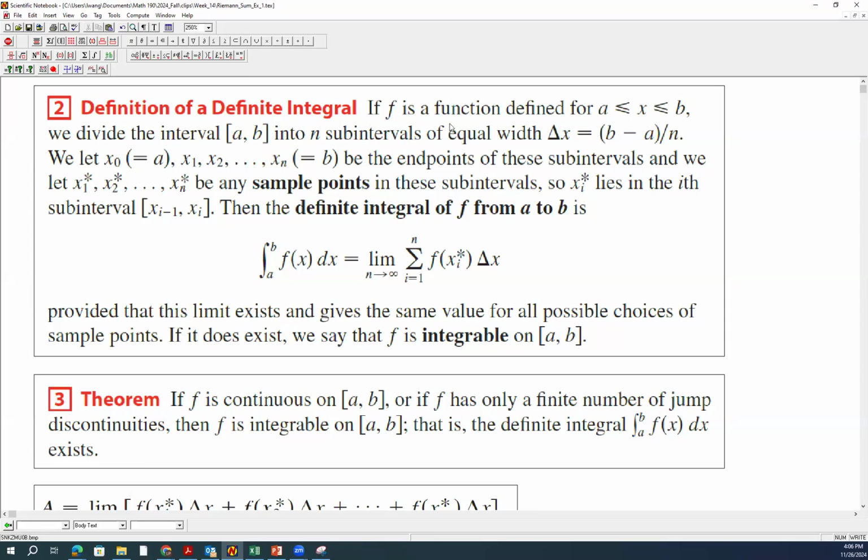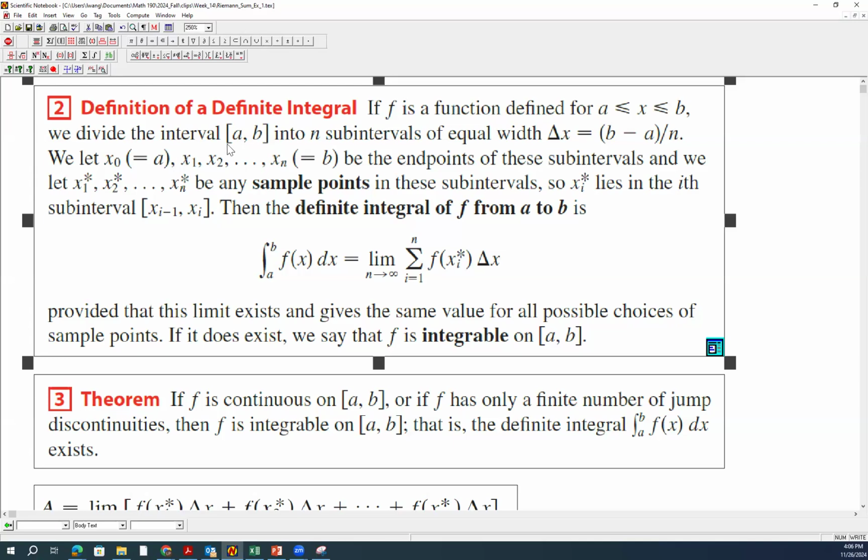If f is defined on this interval, in this condition, it did not have a lot of requirements for f. It just wanted to be defined. And later, you're going to see this theorem. The next theorem says if f is continuous, or if f has only a finite number of jump discontinuities. So this is a pretty useful theorem, and we're going to illustrate it and see how it is used.